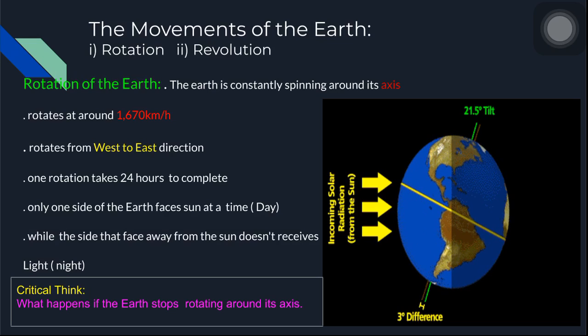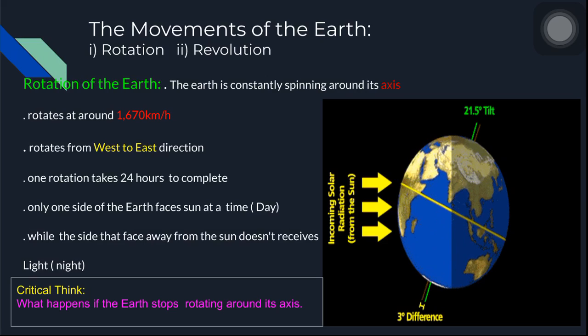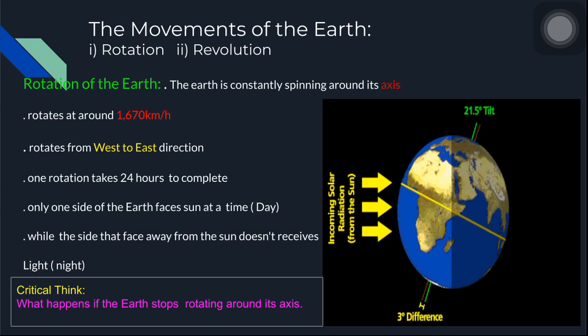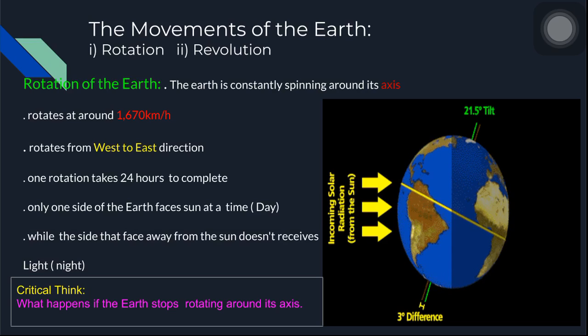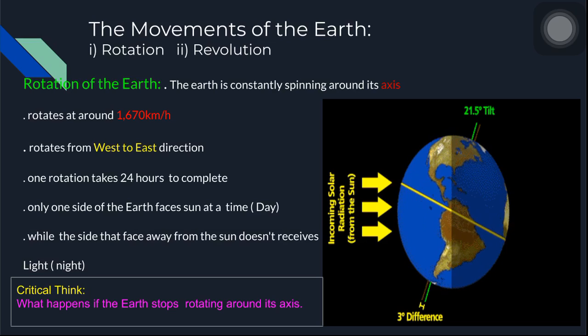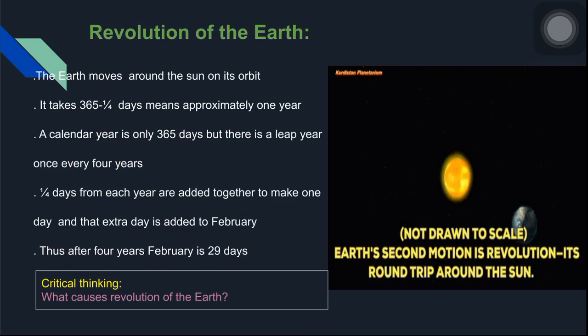In this picture, you can see that only one side of the earth faces sunlight. So there will be day. And the other side of the earth doesn't receive sunlight. So there will be night. Dear student, think critically. What happens if the earth stops rotating around its axis?